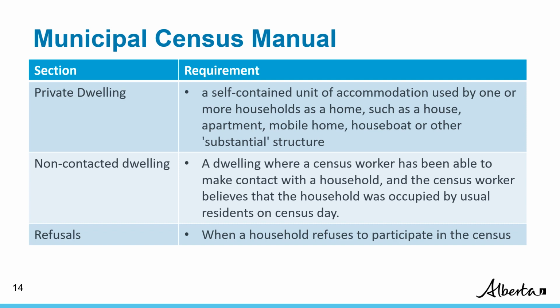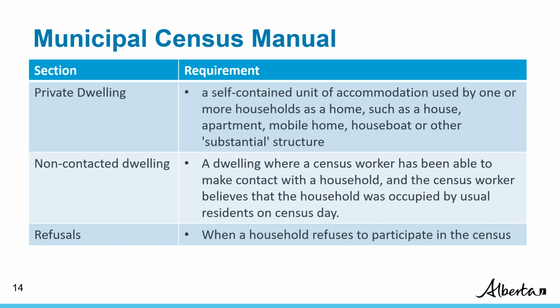A private dwelling is defined as a self-contained unit used by one or more households as their main living quarters. This would include a house, apartment, mobile home, houseboat, or any other substantive structure. Please note that the dwelling must be fit for human habitation, so a home in construction with no lights or heat would not be classified as a private dwelling.